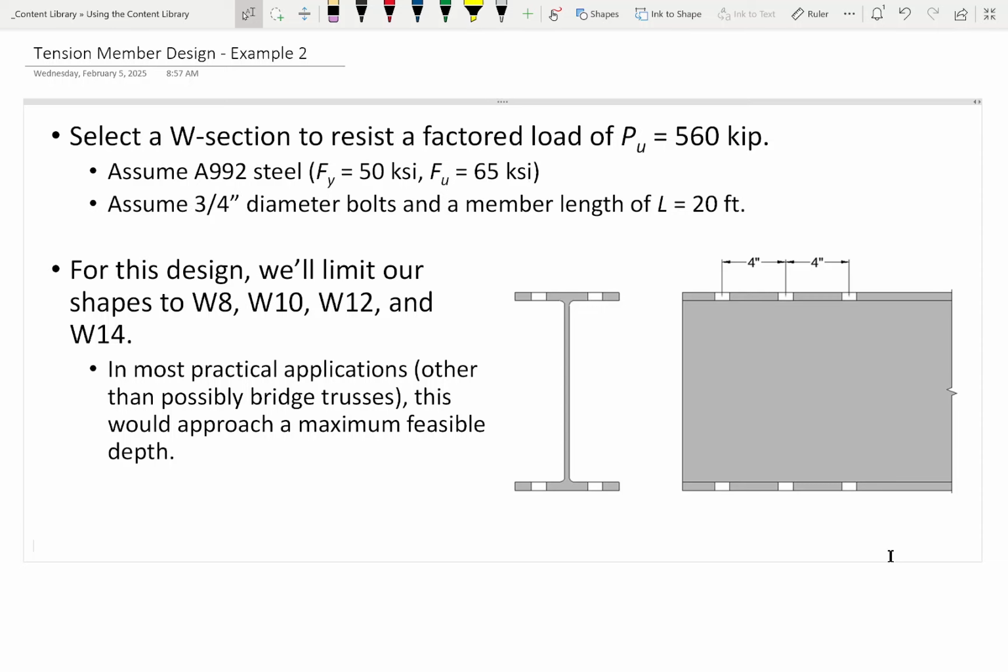We're going to be selecting a W section, so we're going to assume A992 steel, which is the most common grade for W shapes. We're going to assume 3/4 inch diameter bolts, and we're going to assume that the member's 20 feet long. Now, like I said, in the real world, you're going to have much more of a range to choose from. So on the homework, I think I said, what was it, W12s? So now what we're going to do is select W8s, W10s, W12s, and W14s.